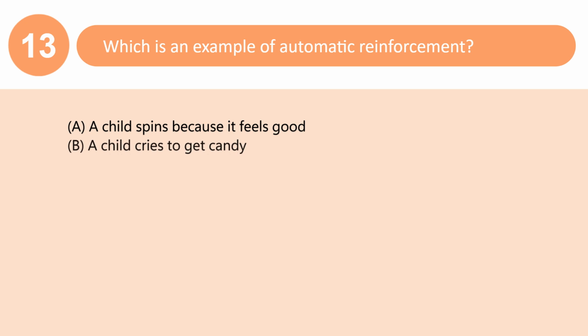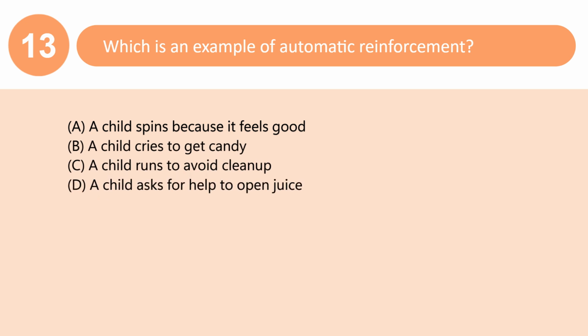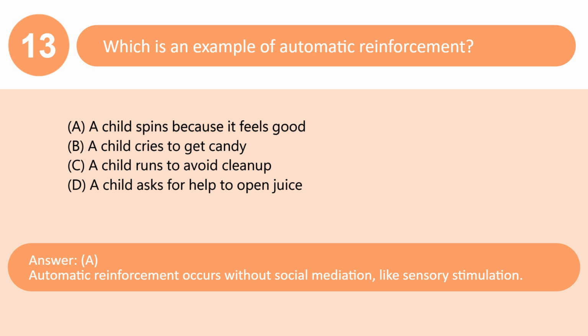Which is an example of automatic reinforcement? A. A child spins because it feels good. B. A child cries to get candy. C. A child runs to avoid cleanup. D. A child asks for help to open juice. Answer A. Automatic reinforcement occurs without social mediation, like sensory stimulation.